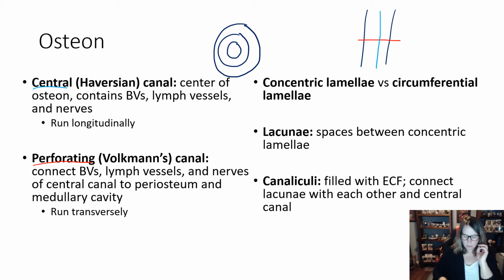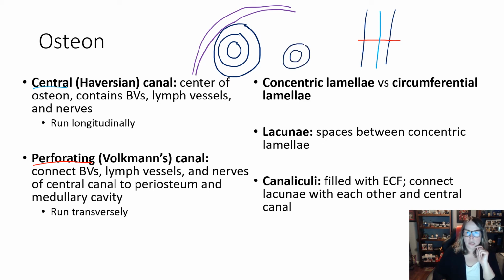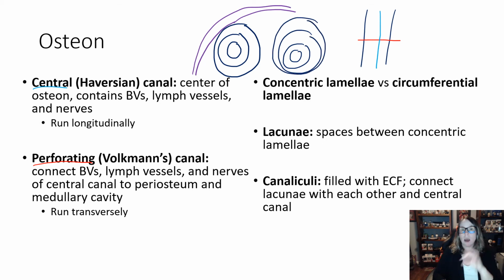Circumferential lamellae are going to go around the circumference of the bone, so they're going to go around the outside of the bone. Whereas, once again, concentric lamellae are going around the Haversian canal. Okay, so circumferential, like a circumference, concentric is like in orbit.